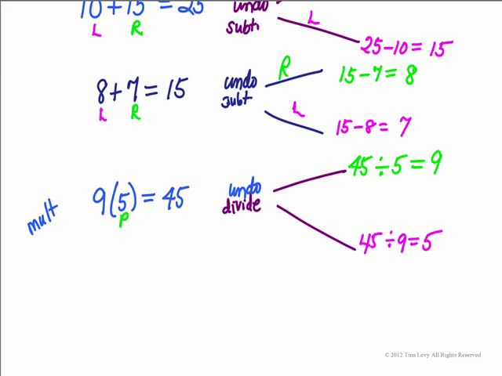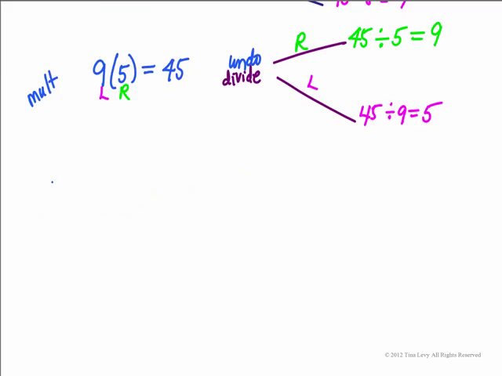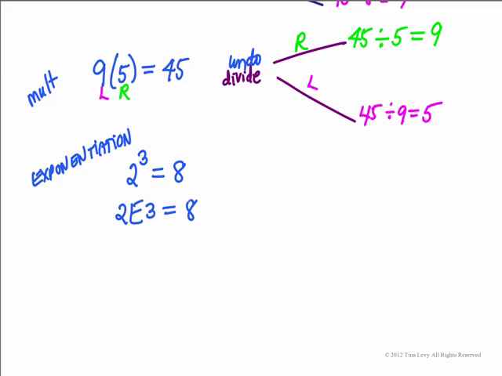Because the 5 is on the right, we'll call this undoing on the right. Because the 9 is on the left, we'll call this undoing on the left. Now we're going to look at another operation which I call exponentiation. With this one, I'm going to look at the problem 2 to the third power equals 8. And we know that's 8 because 2 to the third is 2 times 2 times 2, and 2 times 2 is 4, times 2 is 8. I'm going to write this as 2 exponentiation 3 gives me 8.